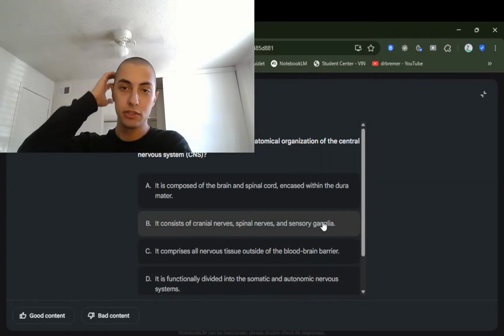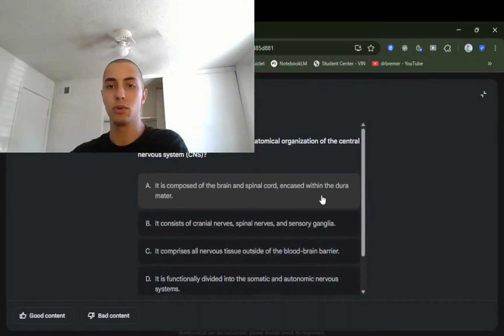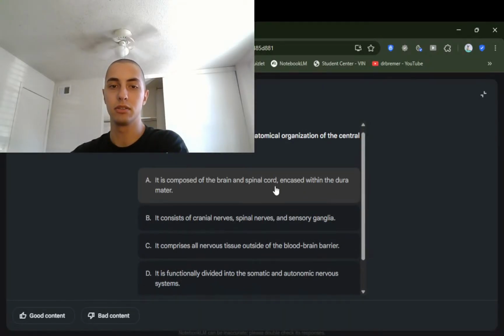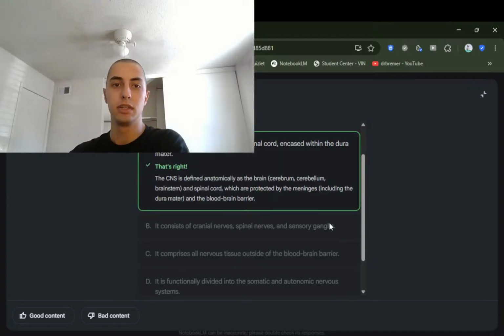Which of the following describes the anatomical organization of the central nervous system? Well, it's made of the brain and spinal cord, encased within the dura mater. Yep. The CNS is defined anatomically as the brain, which is the cerebrum, cerebellum, brainstem, and the spinal cord, which are protected by the meninges, including the dura mater and the blood-brain barrier.